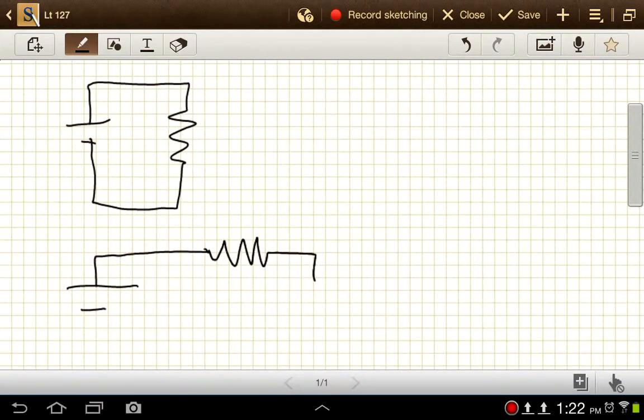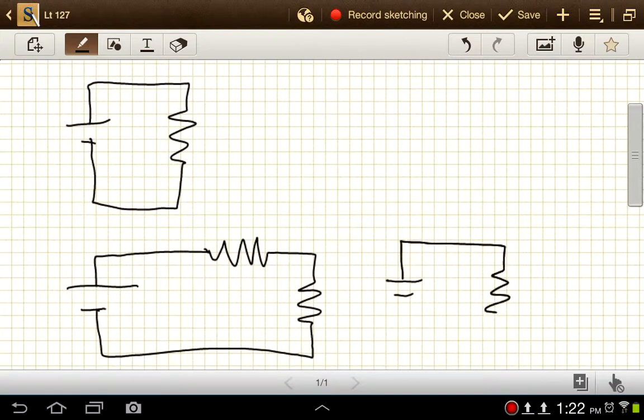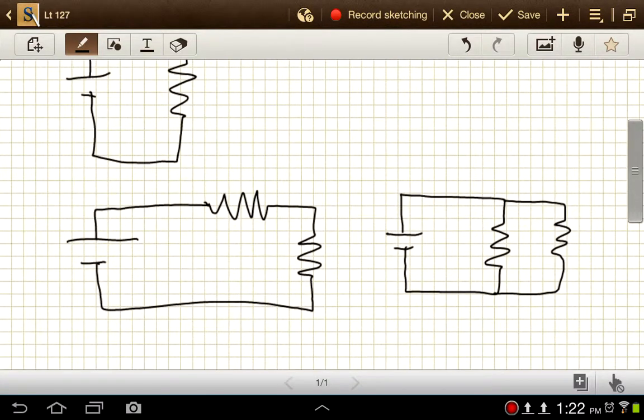Have two resistors that way. Or we could do something like this. And have resistors in that way. And so the diagrams obviously look a little different here, but these two circuits are classified differently as well.